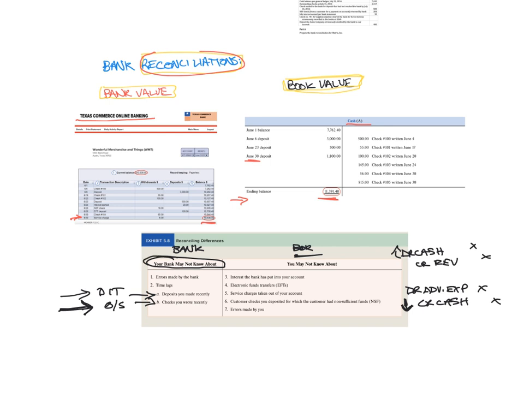These are the items that the bank doesn't know about, but the book does know about. And then you've got the reverse side. The reverse side are the items that the bank knows about, but the book does not know about. And so what items are these?